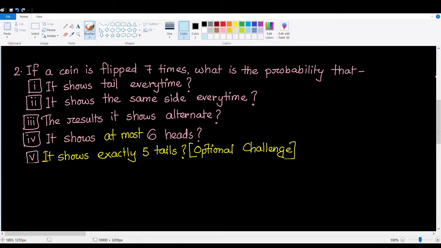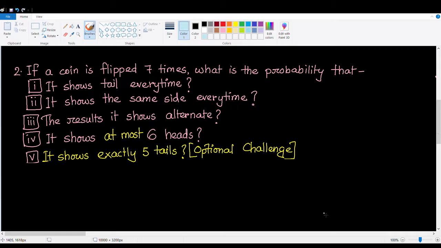Now, question number 5 is again an optional challenge. Here we ask you to find the probability that it shows exactly 5 tails. So you are flipping the coin 7 times and exactly 5 of the times you are expecting tails. So ultimately the rest of the times you are expecting heads. You'll need your combinatorics idea for solving the last question.